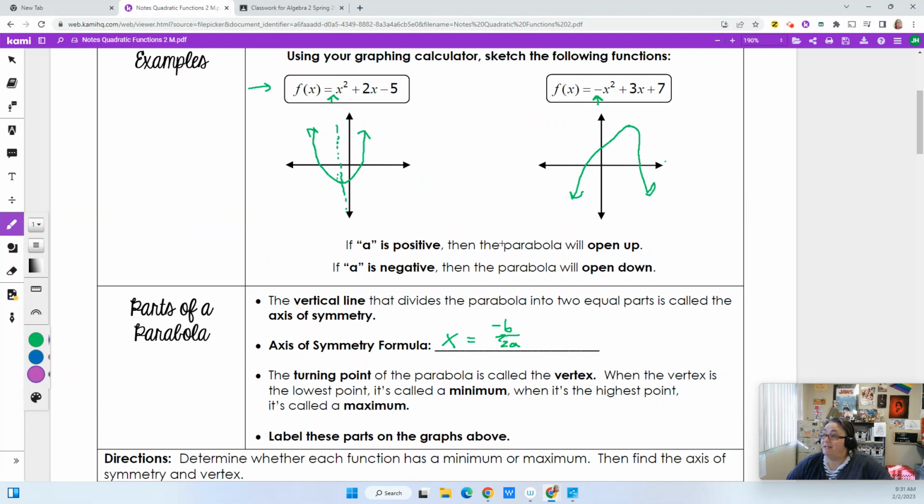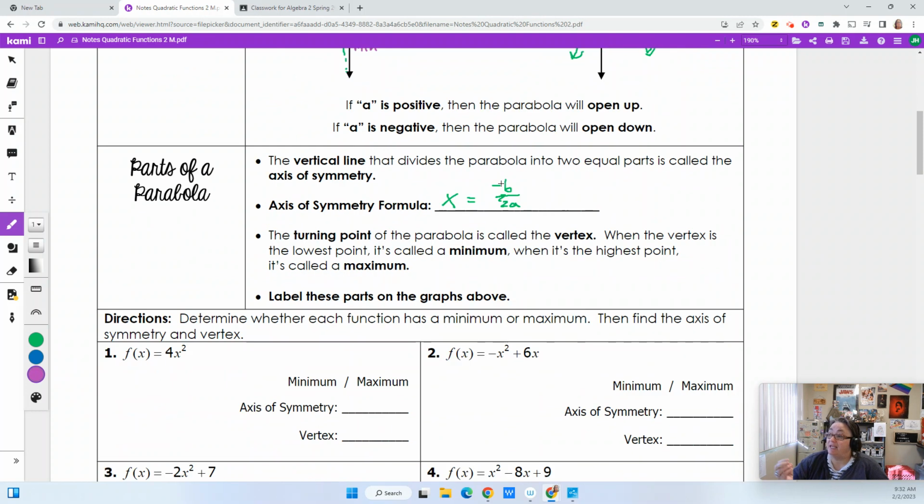But we can go ahead and do that, right? This down here would be our minimum, right? This up here would be our maximum. Does that make some sense? Those are our vertex points. Those are our turning points. What the axis of symmetry gives us is the x value of that vertex. And then when we take that x value, we can plug it in and find our y value.